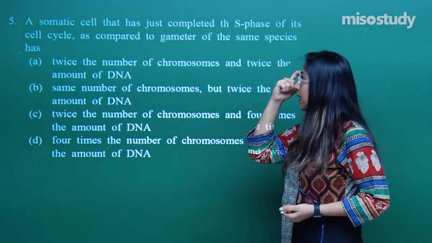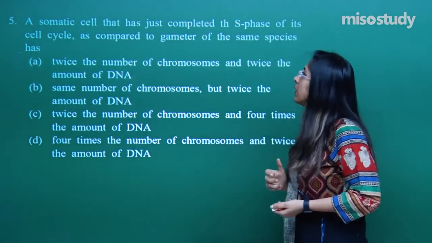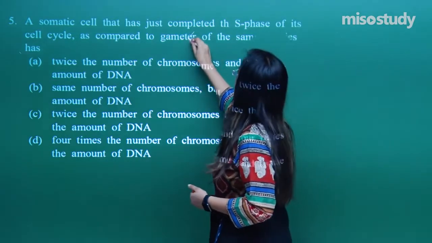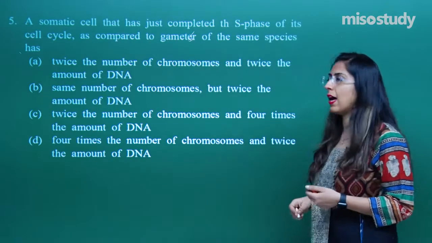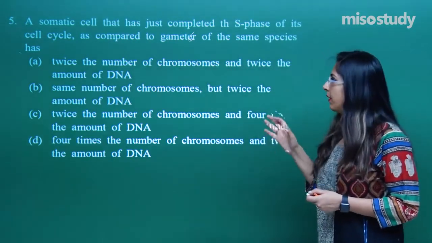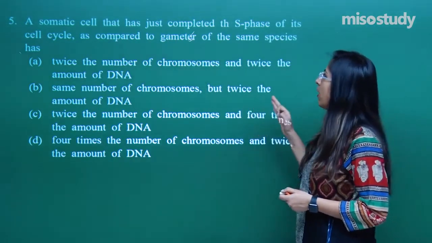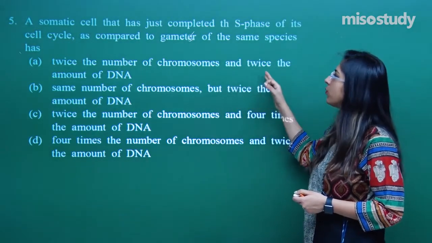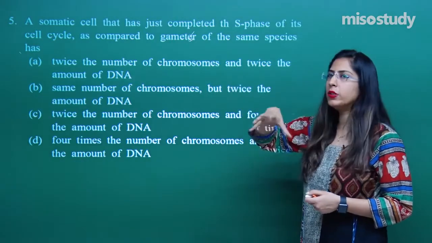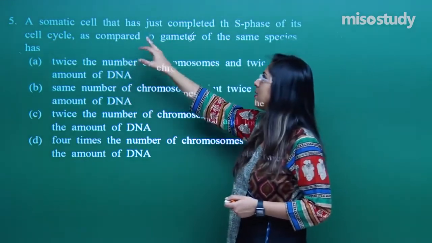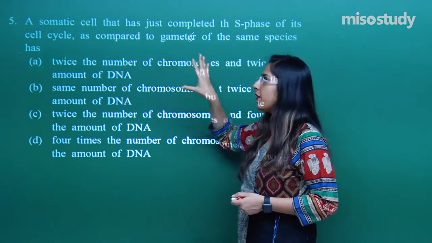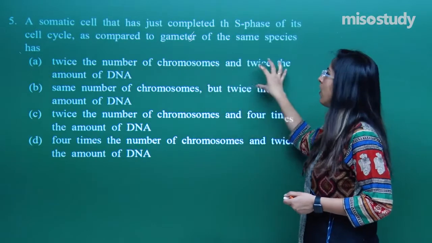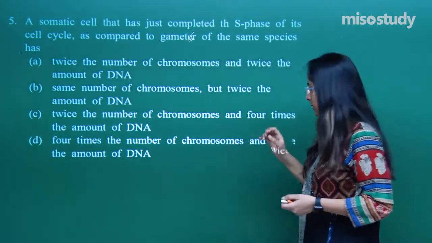A somatic cell that has just completed the S phase of its cell cycle, as compared to gametes of the same species, has... Now, they are discussing the number of chromosomes and the amount of DNA. That means A indicates twice the number of chromosomes and twice the amount of DNA. We have to discuss two cells, one is a somatic cell and another is a gamete cell. And we have to discuss what will be the number of chromosomes and the amount of DNA present in them after this S phase.